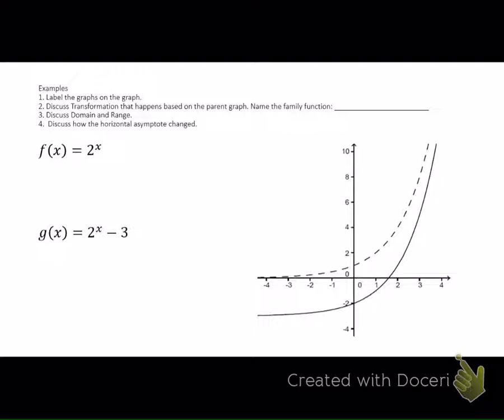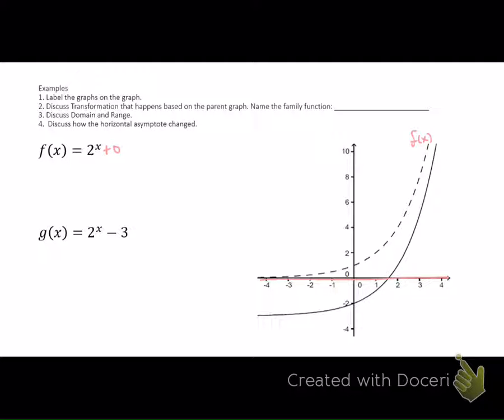All right, so let's do some examples. So let's first label the graphs on the graph. So f of x equals 2 to the x. Which one of those is f of x equals 2 to the x? And how do you know? Alexis, is it the dotted or solid line? Dotted. And how do you know that? This has an asymptote of 0, and this has an asymptote of 0. So that makes sense, right?